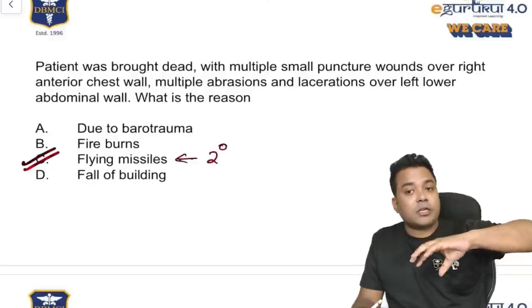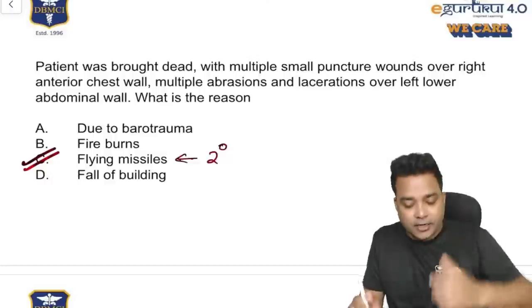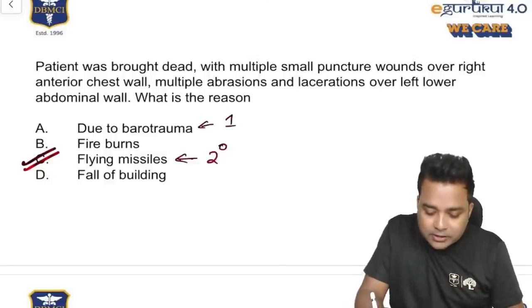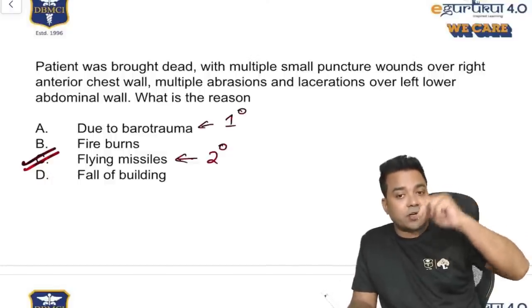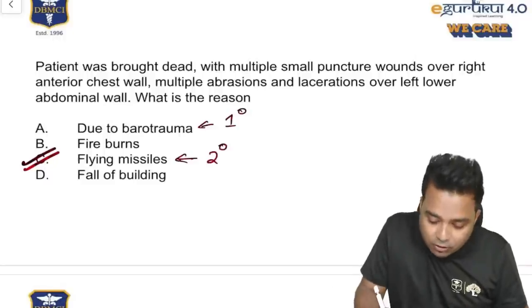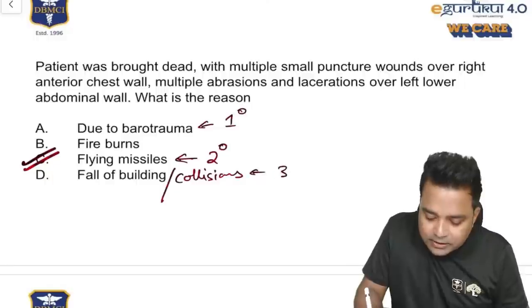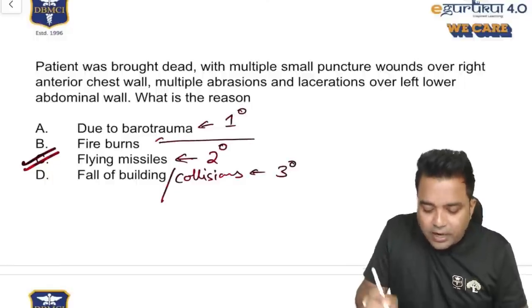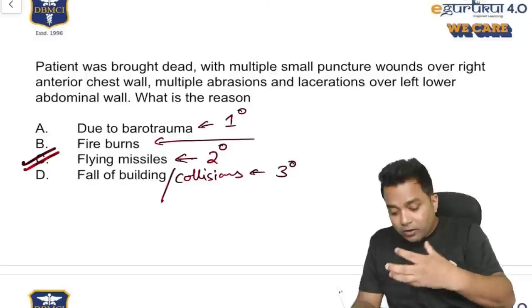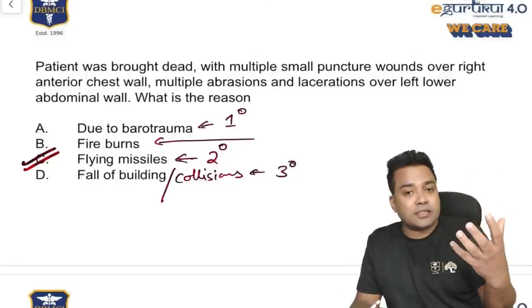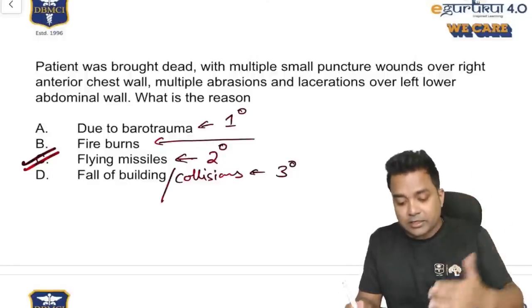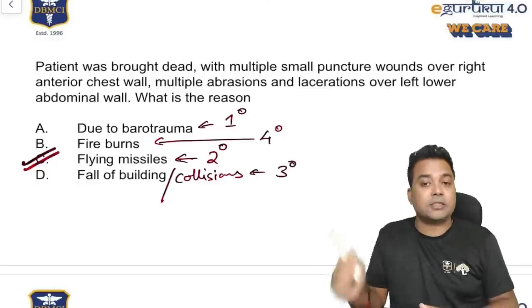All the injuries due to the initial shockwave or barotrauma are labeled as primary bomb blast injuries. All the injuries to the victims produced due to fall of building or collisions are labeled as tertiary bomb blast injuries. All the injuries due to fire burns or smoke inhalation happening to the victims in a bomb blast case are labeled as quaternary bomb blast injuries.